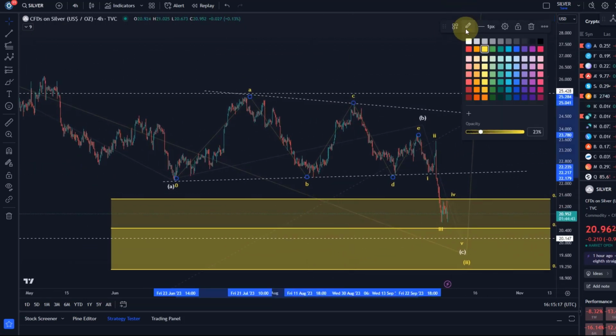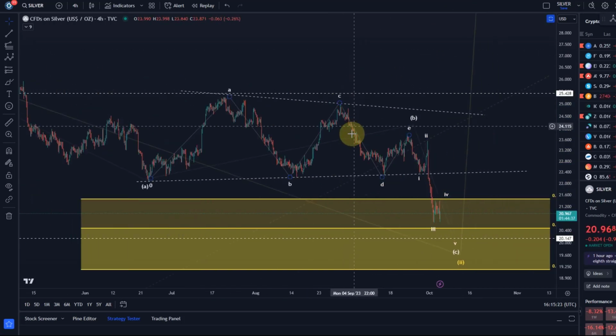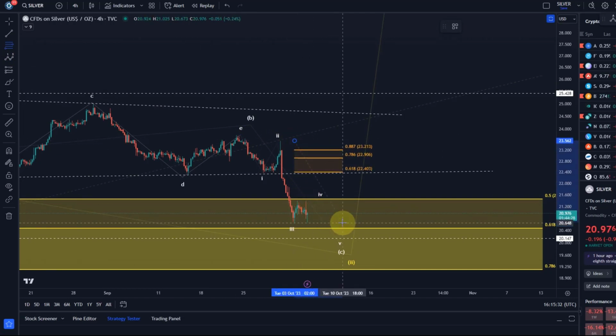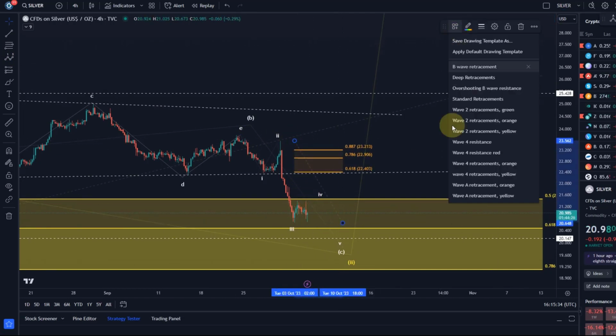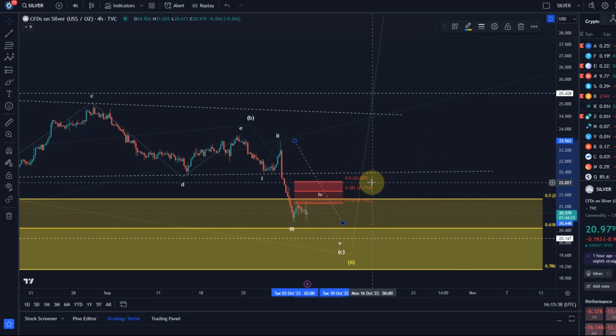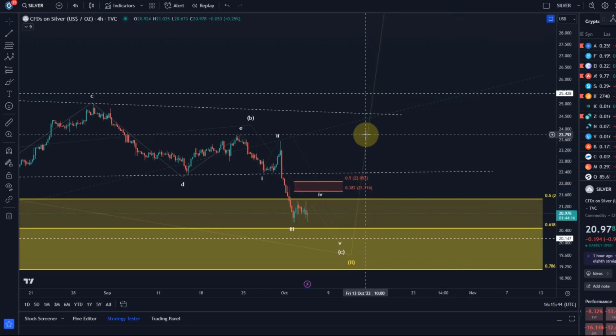Now I will change this all to white because this will be the white wave count, which I currently follow primarily. We need to understand, okay, what is resistance? Why do we need to know that? Because if we break above resistance, something different might be at play. And typically wave 4 resistance is the 50% retracement level, $22.06. So as soon as the price gets above that level, we have something more bullish going on.